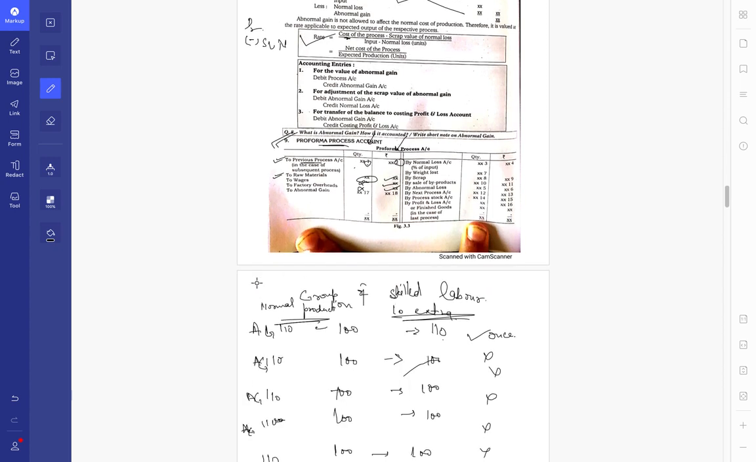Let's say you are told that labor charges 10 rupees per unit. Then you are not going to write units here. You are not going to write 10 rupees per unit. Instead, you will write the total amount. Let's say there are 100 units. You will write the total amount of 1000 in the outer column, that is the rupees column.